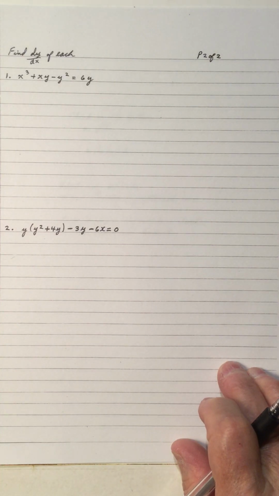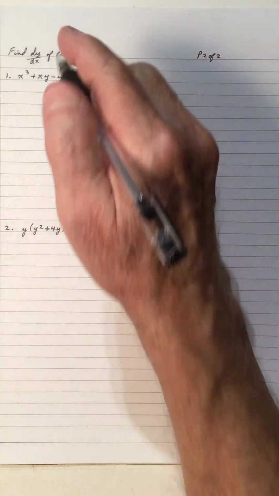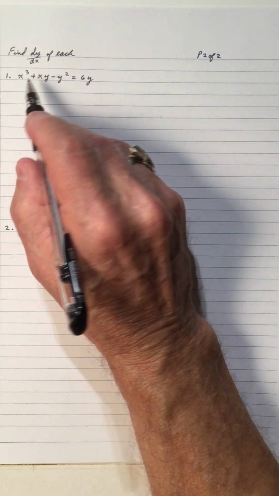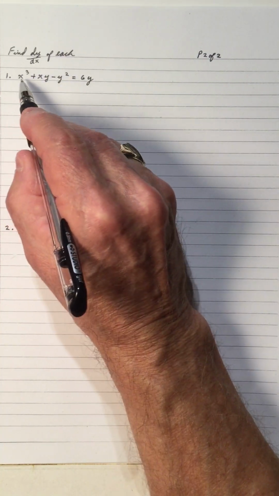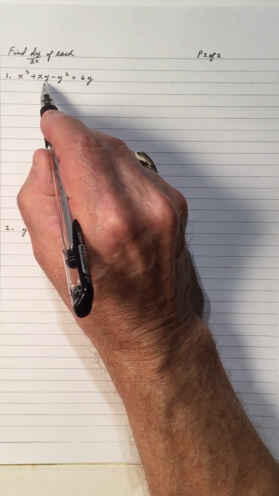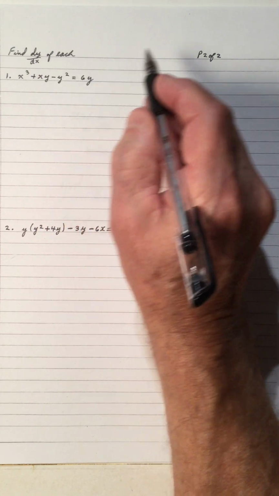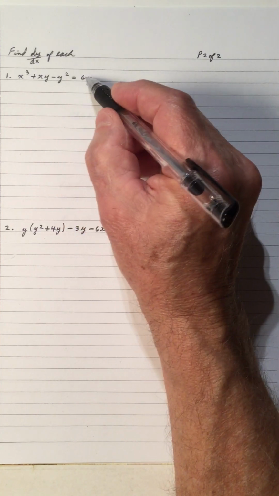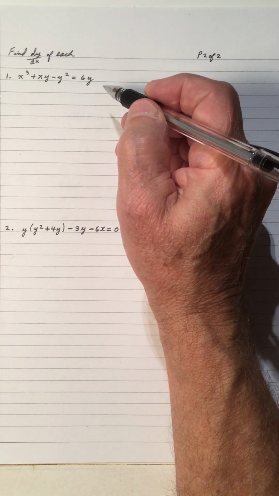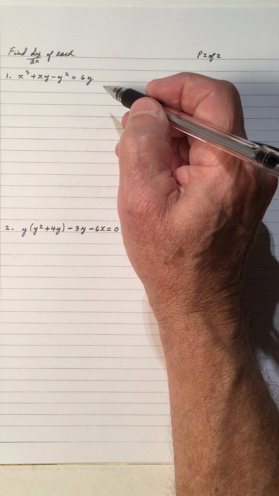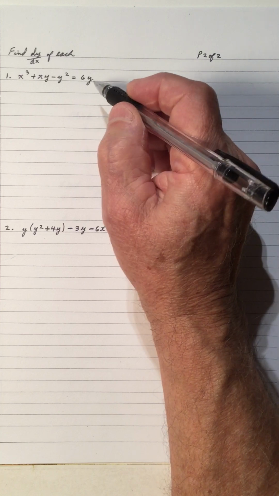We have a couple of problems to do. Find dy/dx for each. Number 1, x cubed plus x times y minus y squared equals 6y. Notice we have 3 y's here, so we have to use implicit differentiation because we cannot solve it for y.